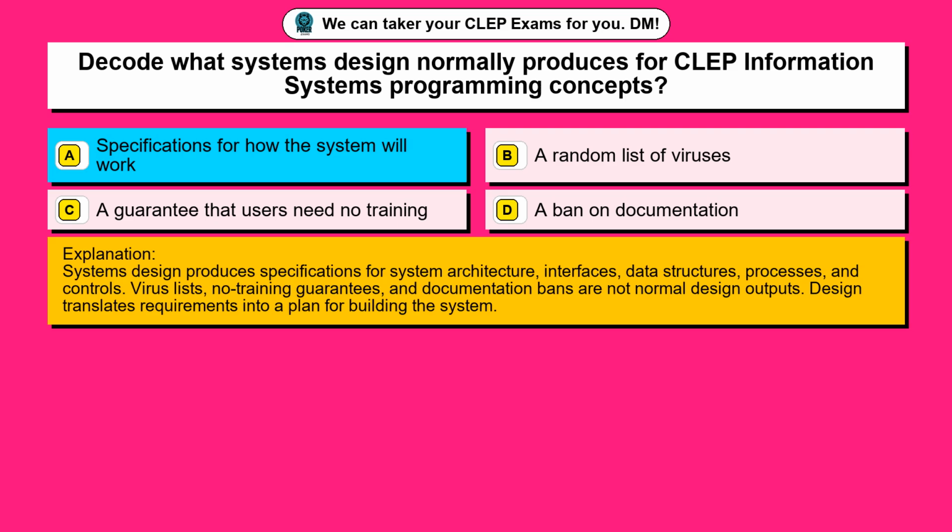Systems design produces specifications for system architecture, interfaces, data structures, processes, and controls. Virus lists, no training guarantees, and documentation bans are not normal design outputs. Design translates requirements into a plan for building the system.